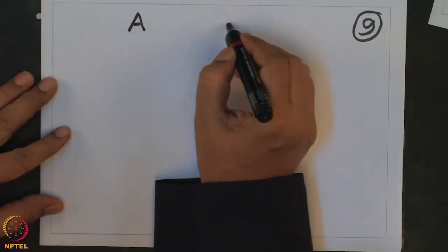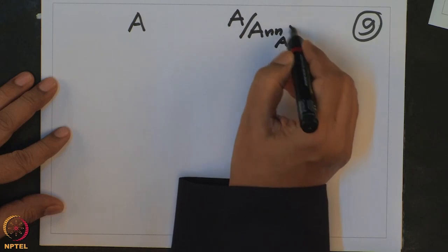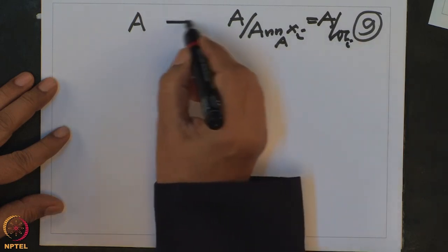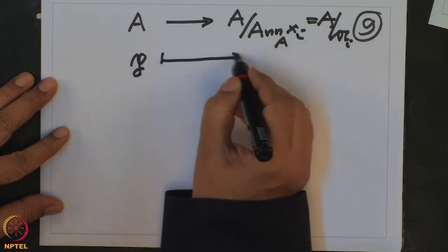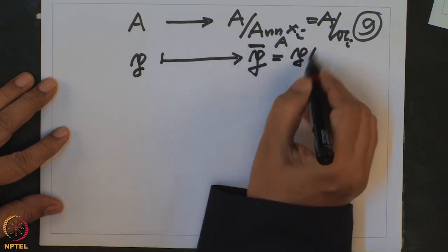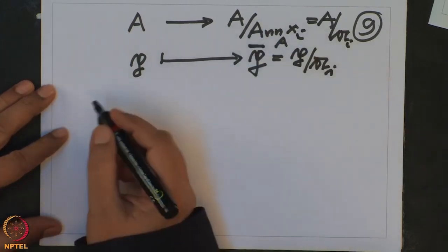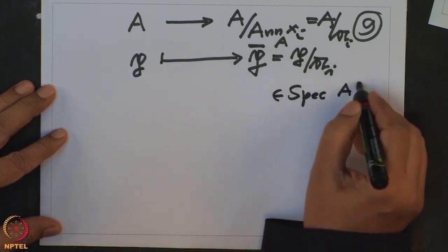But then that means what? That means if I go from the ring A to the residue class ring A by the annihilator of AXI, this is the residue class ring A by AI. So if I pass from here to here, P is the prime ideal here and P contains this AI. So therefore P will continue to be a prime ideal, which I will denote by P bar. P bar is P by AI. So this P bar is a prime ideal in the ring A by AI.